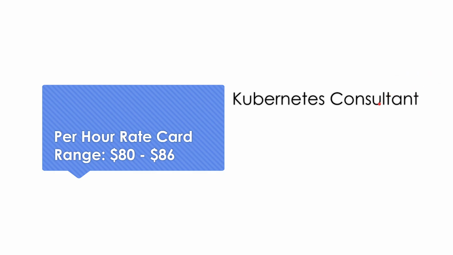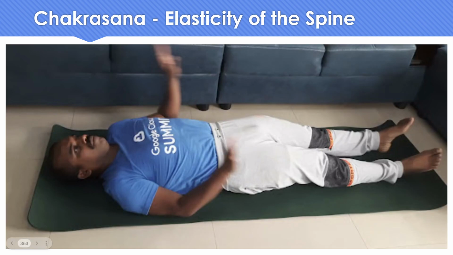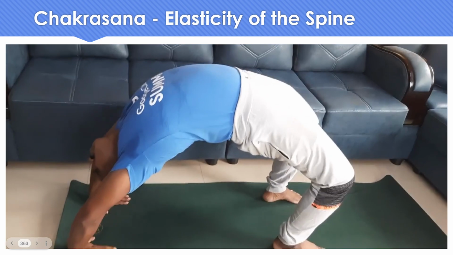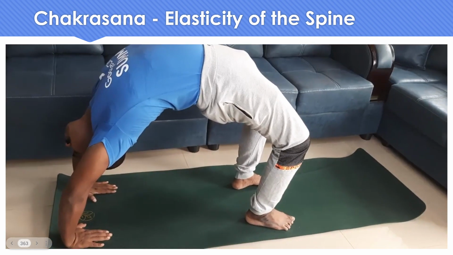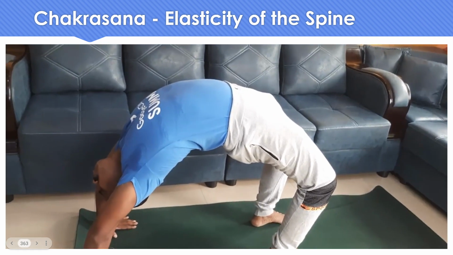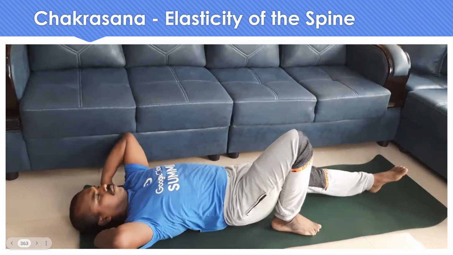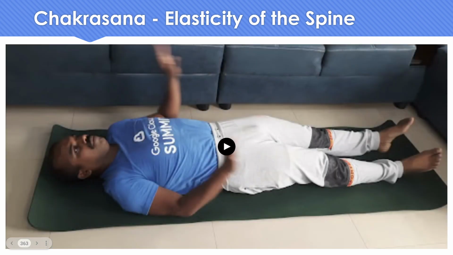Moving on to the next one, Chakrasana, which gives you elasticity, like how can you be more flexible. For most of us working in the IT sector, the back, the spinal cord, is very important. How flexible we can keep it, and what good postures we can use, could play a major role in the long run, right? So the elasticity is very, very important.